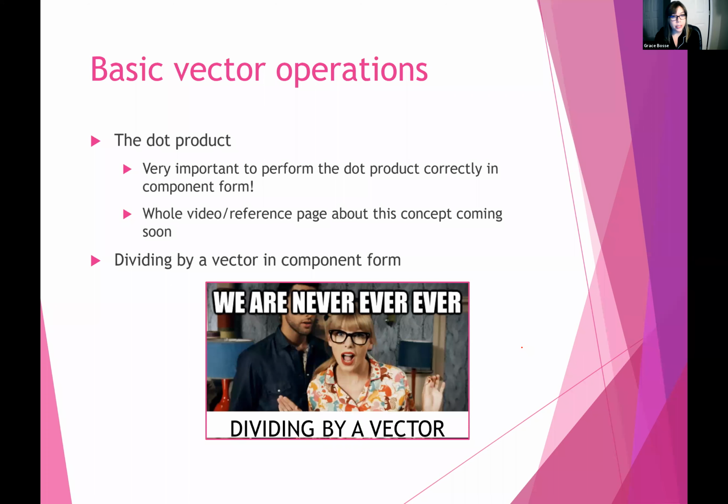Some other vector operations that we will get into is the dot product. It's actually so important, I'm going to devote an entire lecture just to doing the dot product in component form. It's really, really important you can do that correctly because we've already seen how often we use the dot product to extract vector components, to find norms. It's a really important operation. We're going to talk about that in detail to make sure you're doing the dot product correctly in component form.